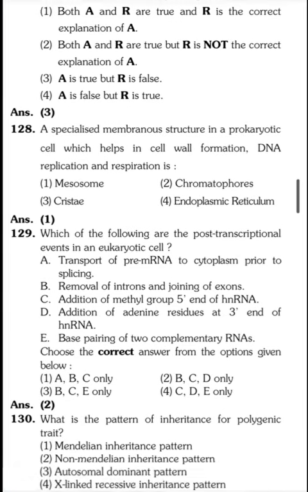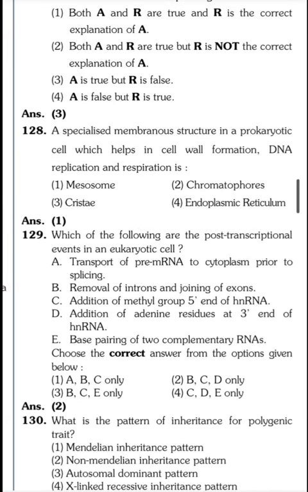A specialized membranous structure in a prokaryotic cell which helps in cell wall formation, DNA replication and respiration is, what is that specialized membranous structure? The answer for that, the option is mesosomes. You know that mesosomes take up the function of cell wall formation, DNA replication and respiration. They also help in increasing the surface area available for absorption. So the first one is the correct answer.